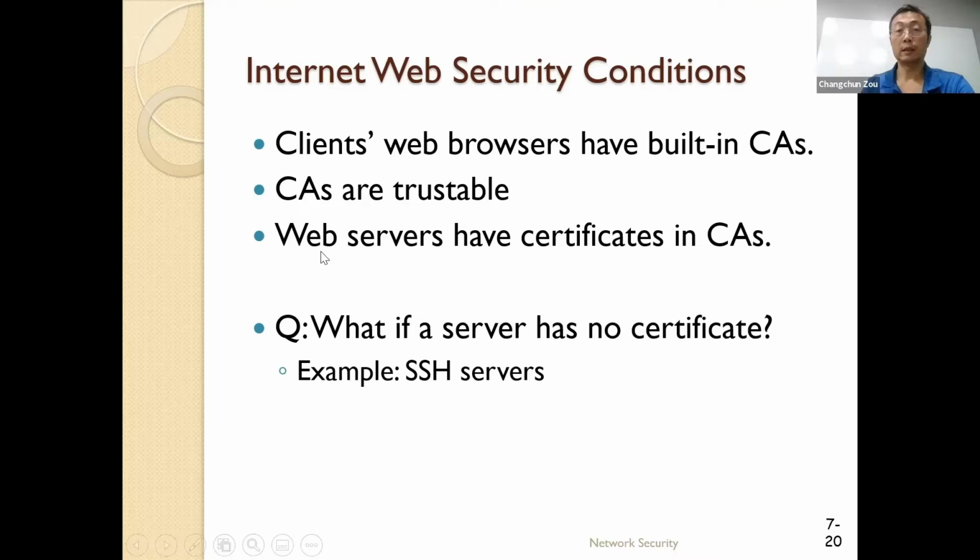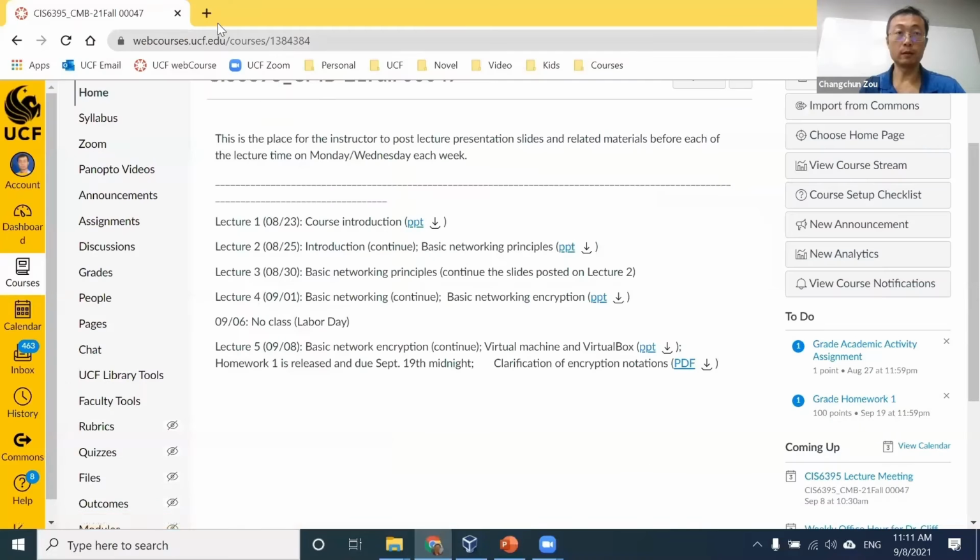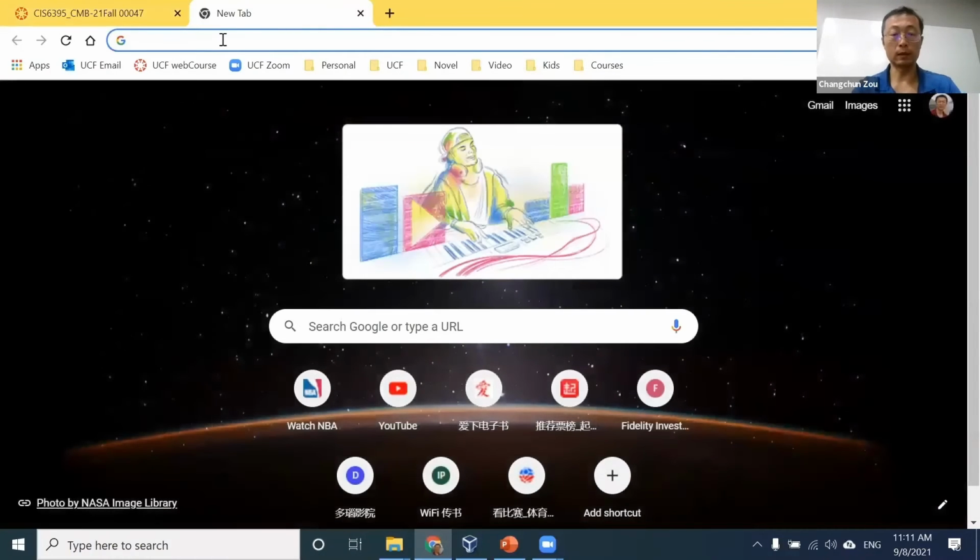CAs are trustable. Third, the web server needs to have a valid certificate. If a web server does not have a certificate, but provides an HTTPS connection to the client, then your browser will give a warning, basically saying that even though this communication is HTTPS, the communication may not be secure because the certificate provided is not valid and cannot be verified.